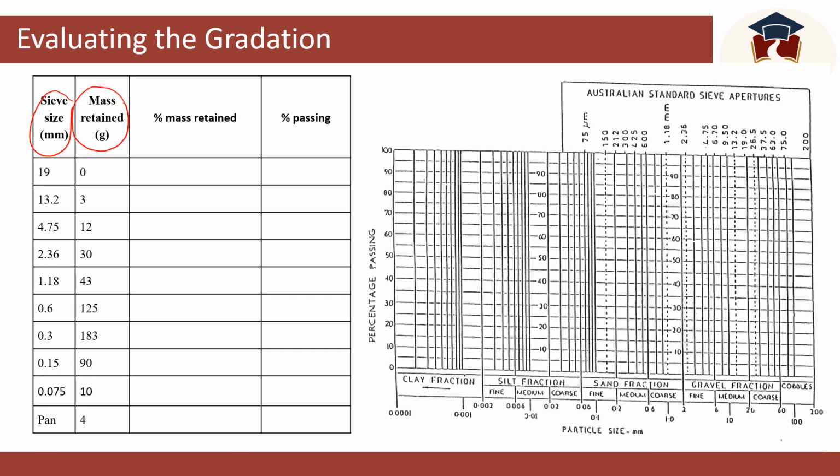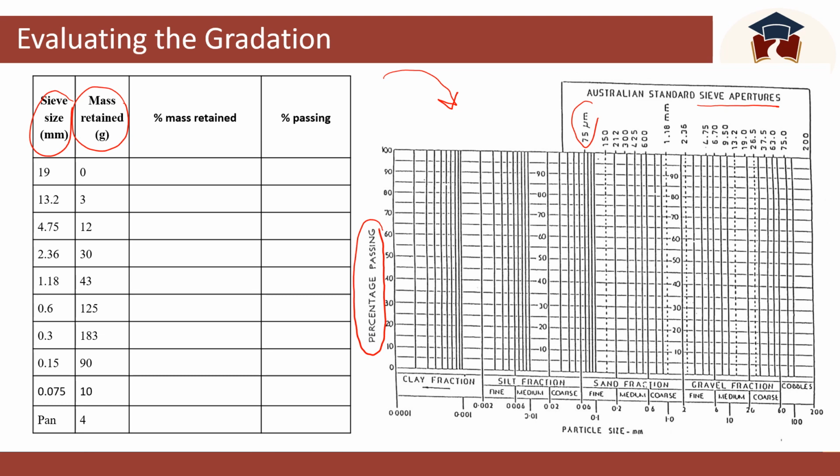The gradation curve is the curve that we can plot in this graph. In the y-axis you can see the percentage passing, and the x-axis is the sieve sizes. You can see different sieve sizes here as you see in the table, and we need to find the percentage passing. The data that we get from the sieve analysis are not the percentage passing, we get the mass retained in each sieve. Now let's see how we can convert this mass retained to percentage passing.